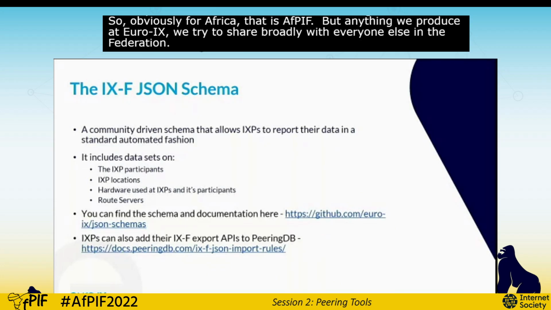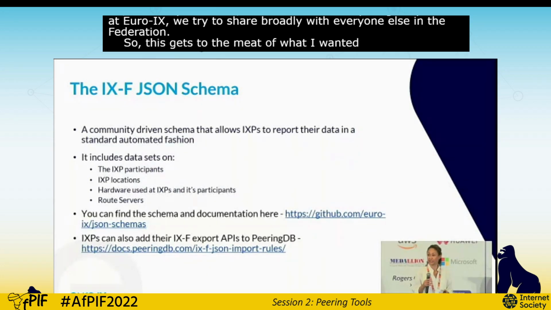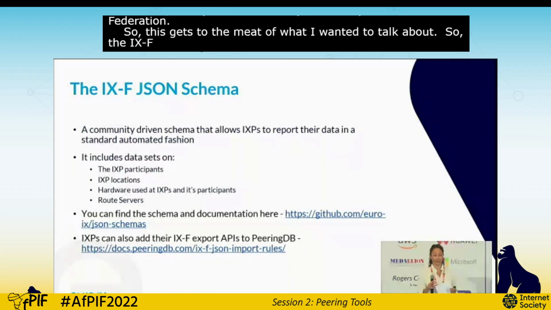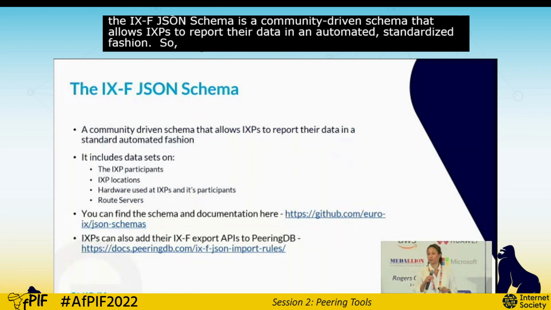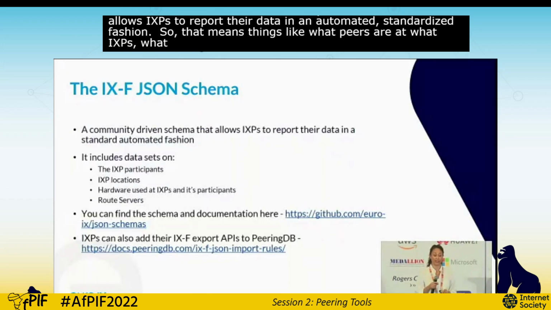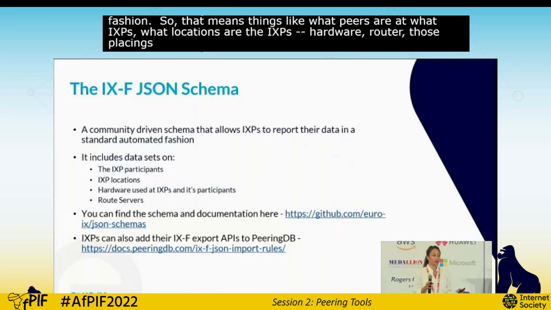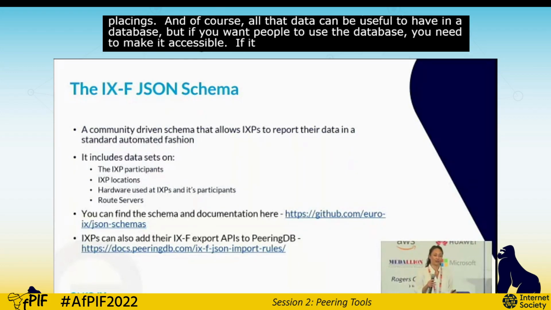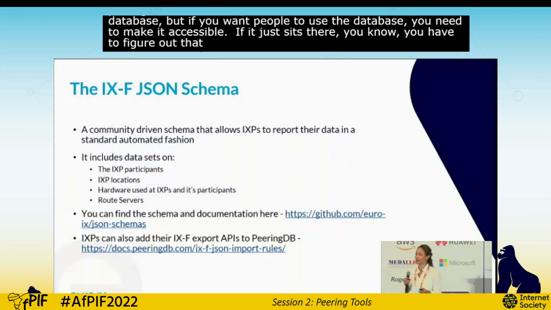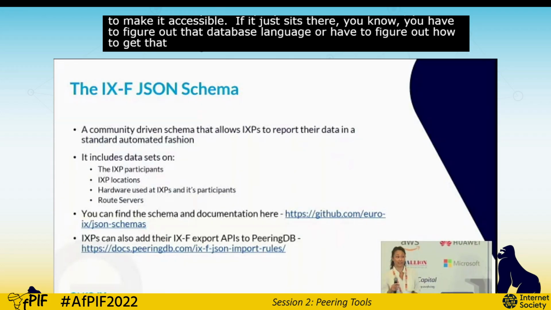So, this gets to the meat of what I wanted to talk about. The IXF JSON schema is a community-driven schema that allows IXPs to report their data in an automated, standardized fashion. That means things like what peers are at what IXPs, what locations the IXPs are in, hardware, route servers, all those things. And of course, all that data can be useful to have in a database, but if you want people to use the database, you need to make it accessible. If it just sits there, and you have to figure out that database language or how to get that information out of the database, then it's not particularly useful.